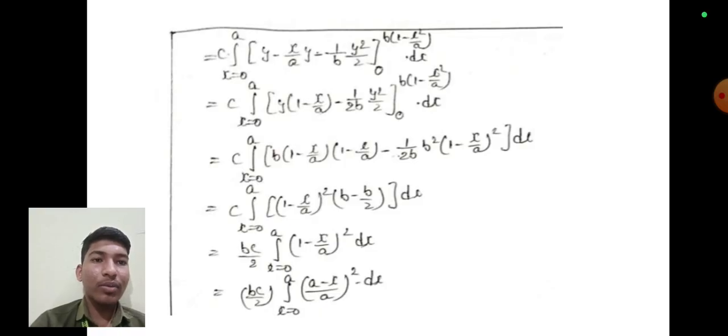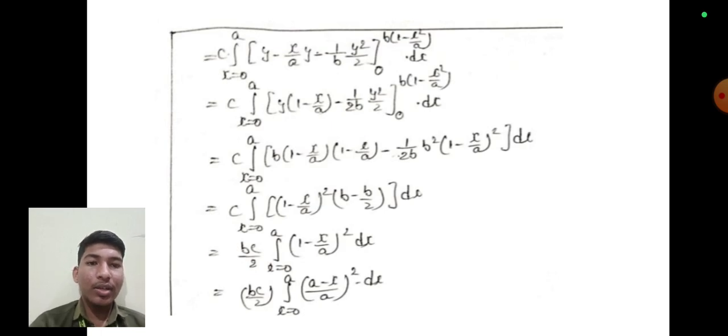Here we substitute the value of y as b into 1 minus x by a: b into 1 minus x by a into 1 minus x by a, minus 1 by 2b into b square into 1 minus x by a whole square, dx. Here b into b cancels, so this is c into the integral of x from 0 to a, 1 minus x by a whole square into b minus b by 2, dx.